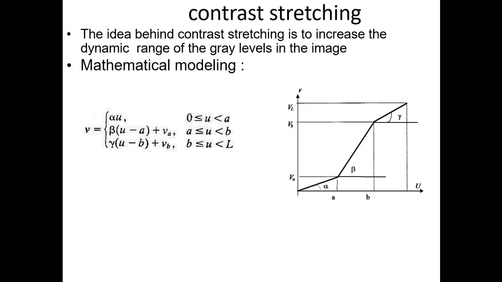So if the given image is a poor contrast image, then its contrast enhancement is possible, and thereby we can enhance the given image by using this contrast stretching transformation, which is mathematically defined like this, and the transformation curve you can see like this.